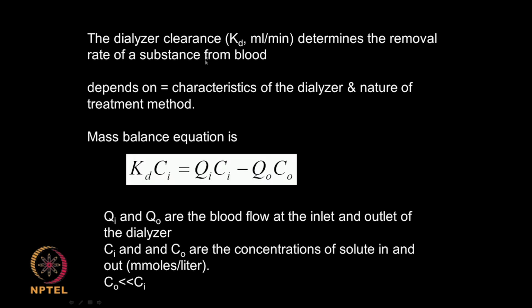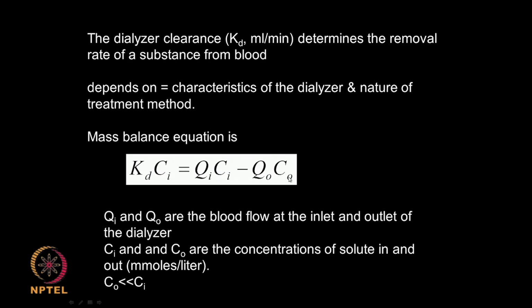So, the dialysis clearance, that is Kd, in ml per minute, determines the removal rate of a substance from the blood. It depends on characteristics of the dialyser, nature of treatment method and so on. So, we can do a mass balance here. Ci is the concentration of the solute coming in, C naught is the concentration going out, and Qi and Q naught are the blood flow at the inlet and the outlet. The difference is what is getting transferred, that is Kd into Ci.